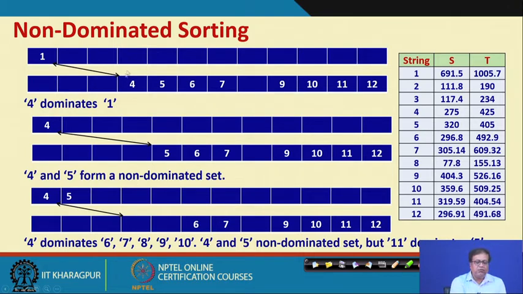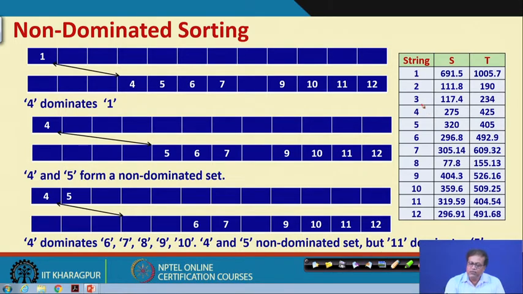So, you see 4 dominates 1, 4 and 5, but if we compare 4 and 5, look here, 4 is better than 5 in S, but 5 is better than 4 in T, right. So, that is what we see, that between 4 and 5 there is no winner. So, they form a non-dominated set, all right.